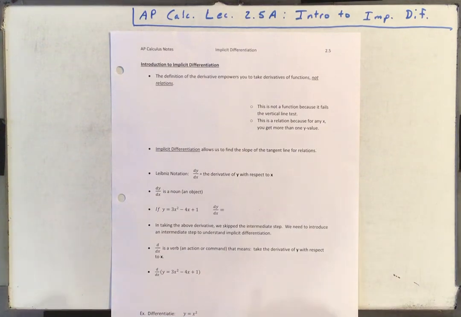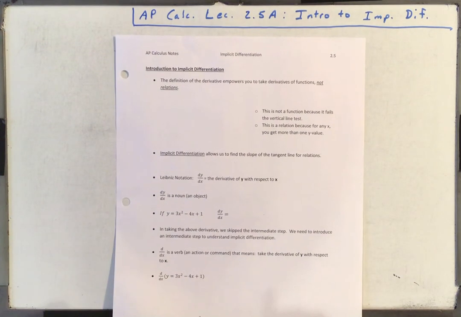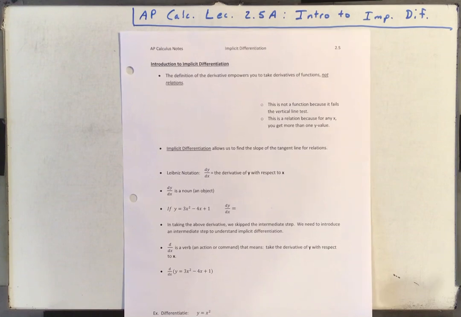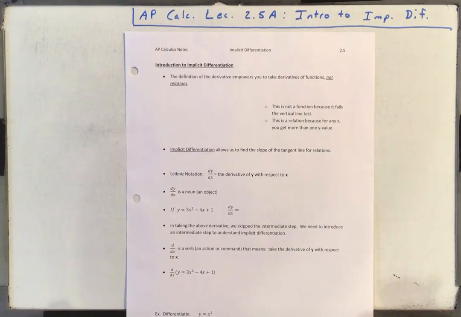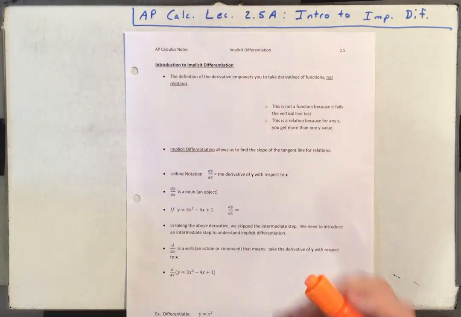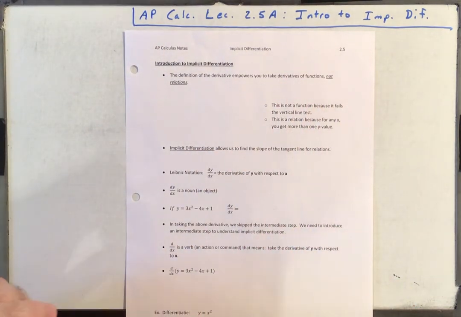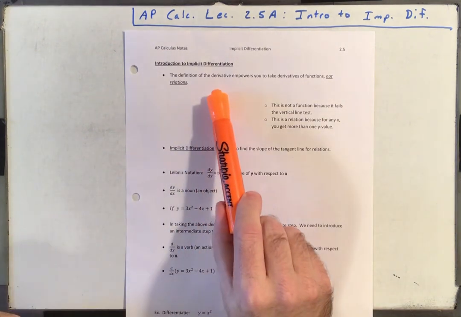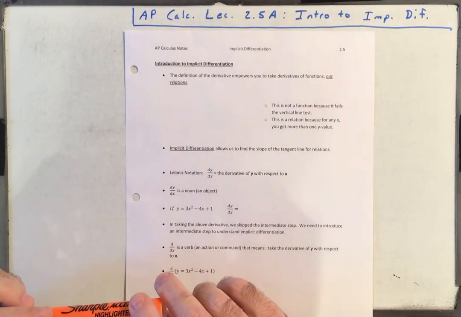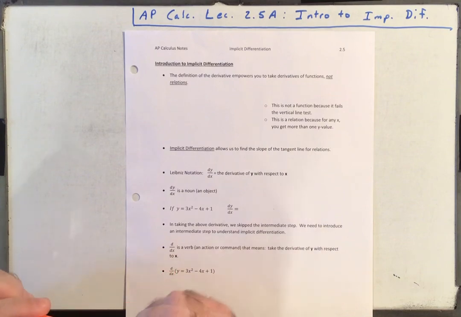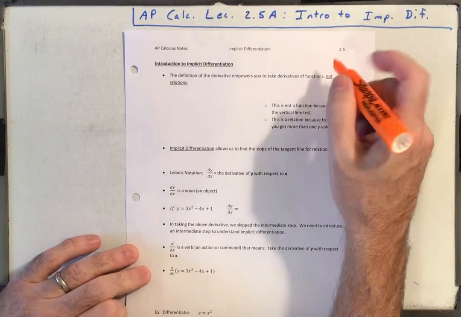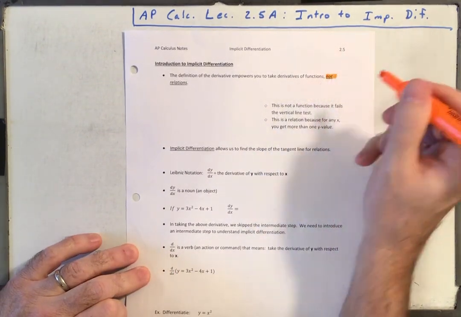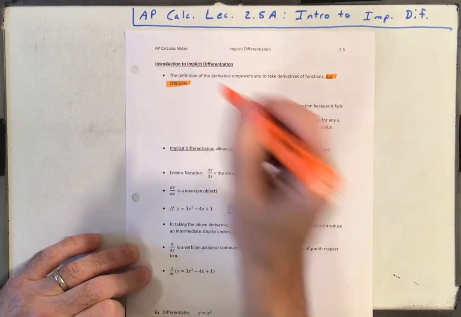So for this lecture, I've got a little note, pre-printed notes for you, and so we'll just go through this. And if you have a highlighter, it might help. Just going through the first bullet and on down the page, the definition of the derivative empowers you to take derivatives of functions, not relations. We're going to fix that today.